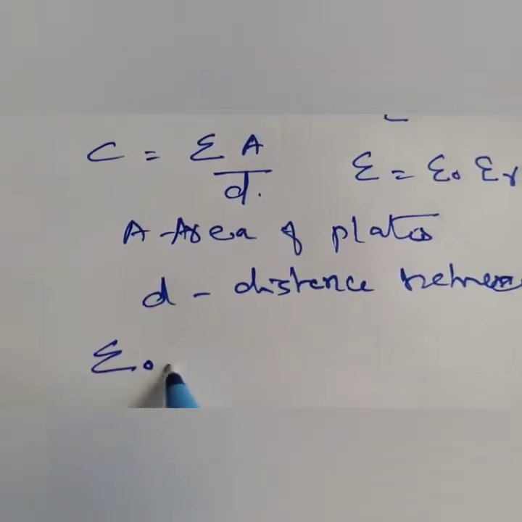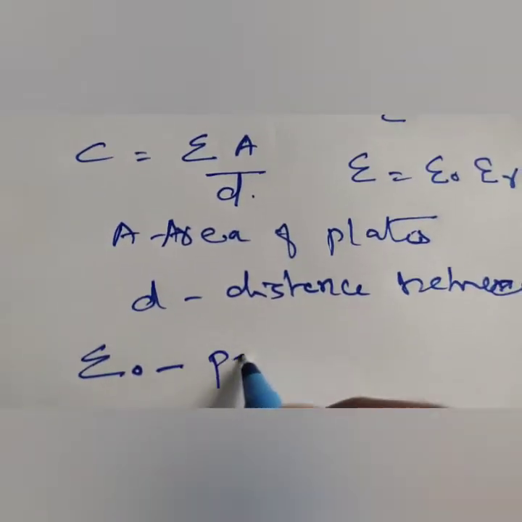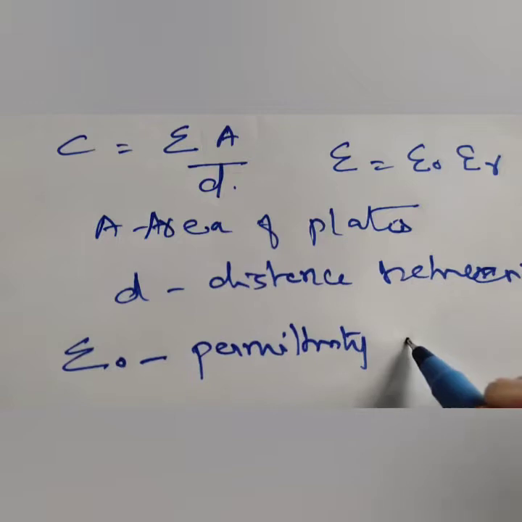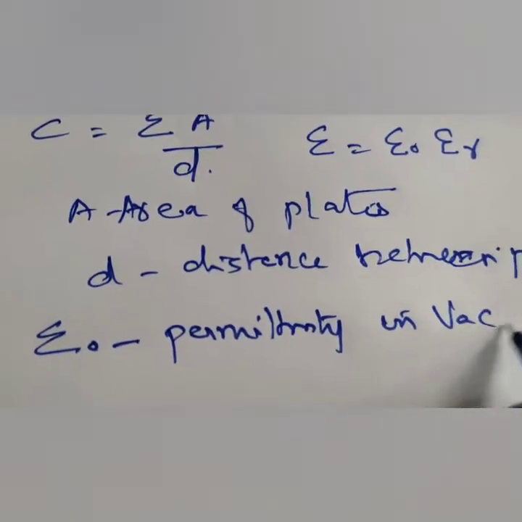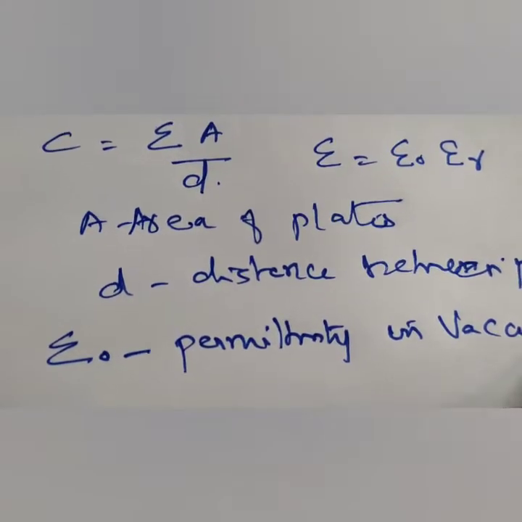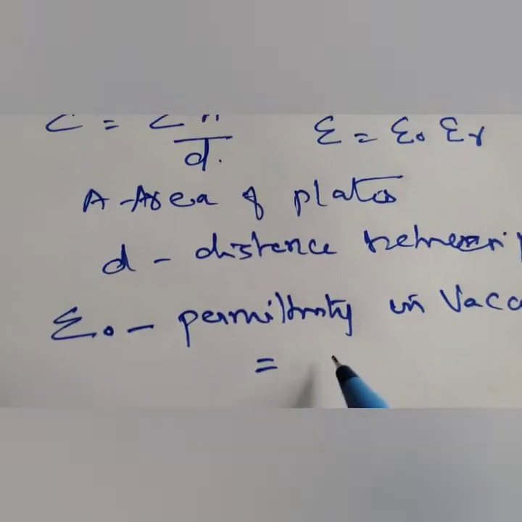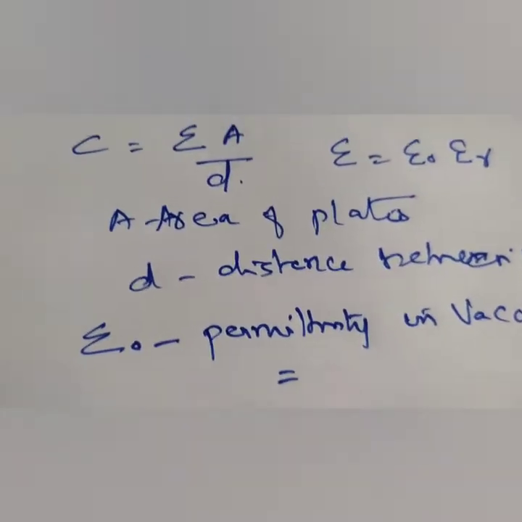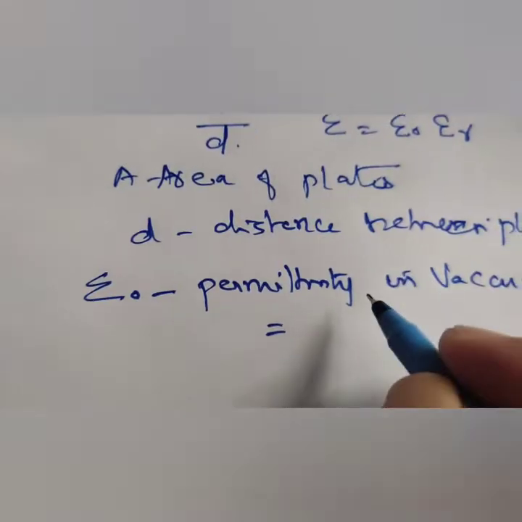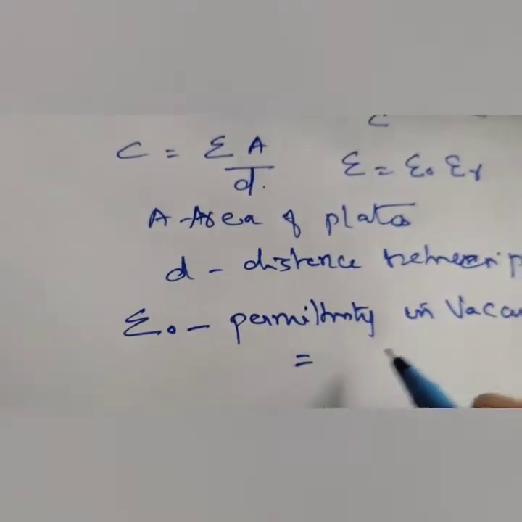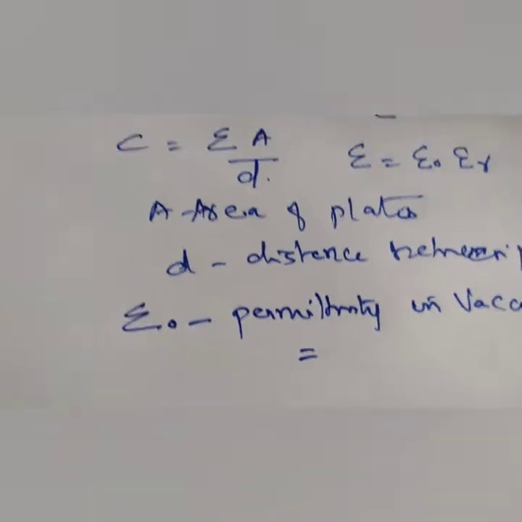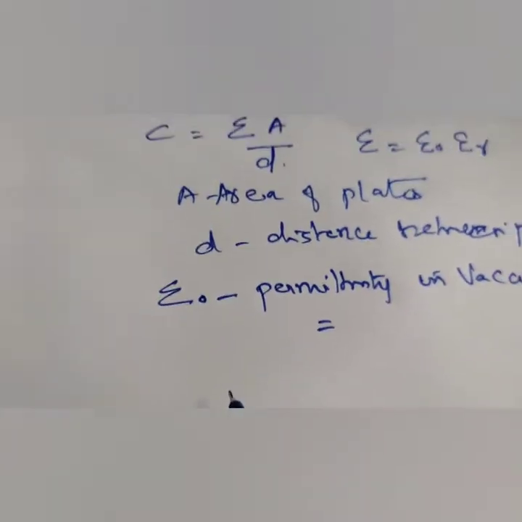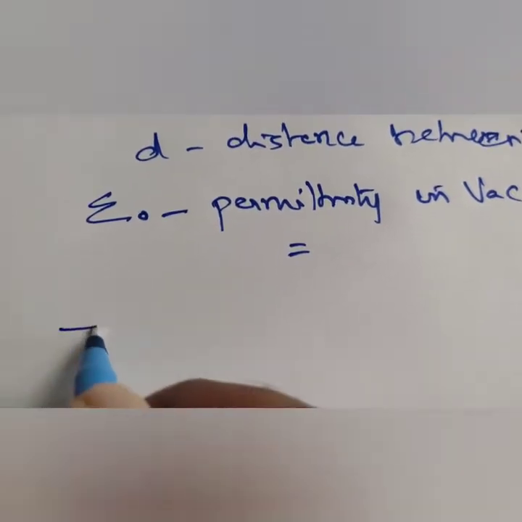The value of epsilon naught is the permittivity in vacuum. This is capacitance.